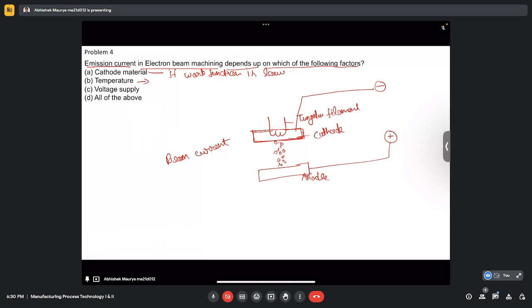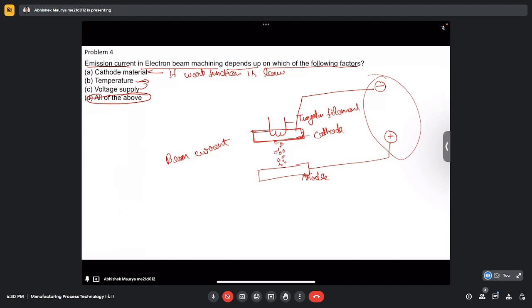And similarly the supply voltage: if the voltage between here is more, then electrons will accelerate faster, and then the number of electrons passing per unit time will be higher, and ultimately the beam current will be high. So therefore the correct answer is all of the above.